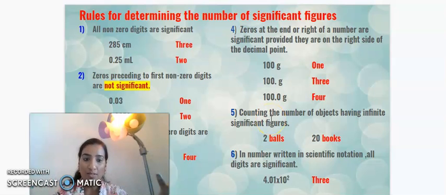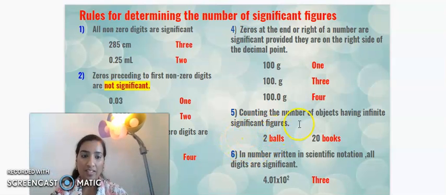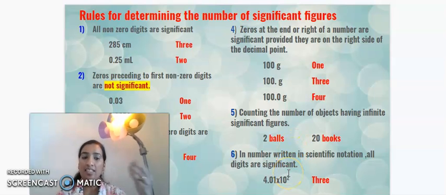And for all the objects like book, ball, box, while counting the objects, they are all significant figures. You can say 2 balls, 5 balls, 20 books, 30 books, like that. For an object, all the numbers are significant figures. And while writing in scientific notation, all the digits in the coefficient are significant. 4.01 has 3 significant figures.